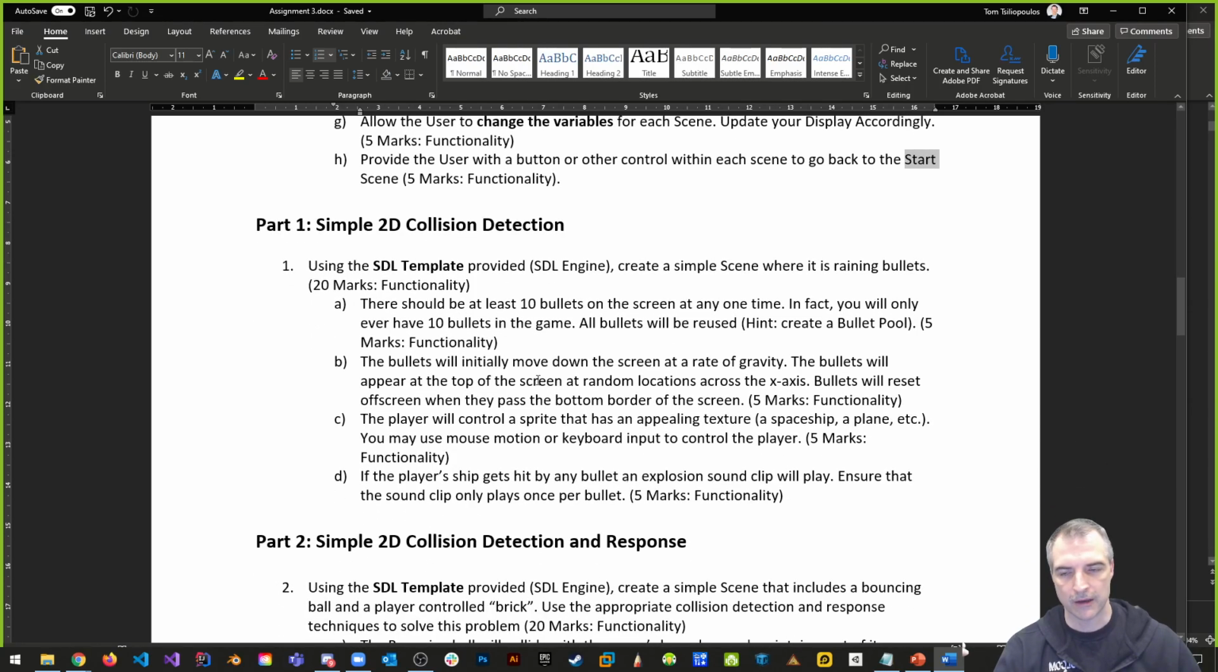Okay. Here's your first scene, your part 1, a simple 2D collision detection. Pretty simple, all right? You guys can do this. You should be able to do this with your eyes closed, but here are the details.